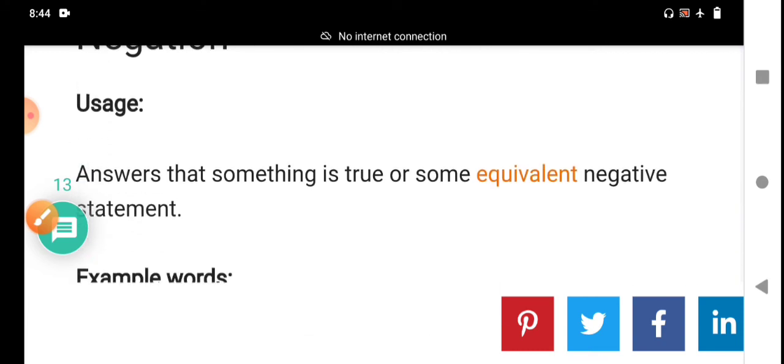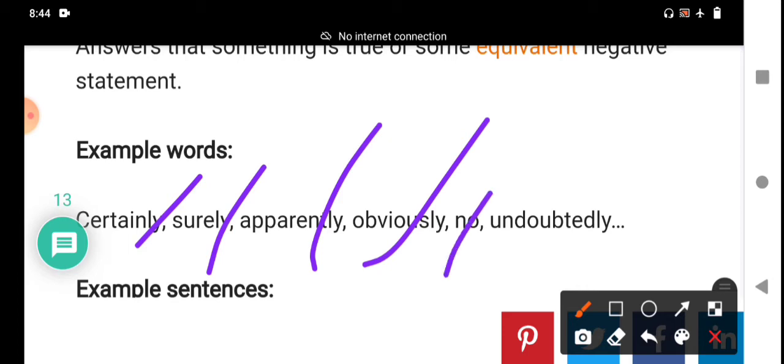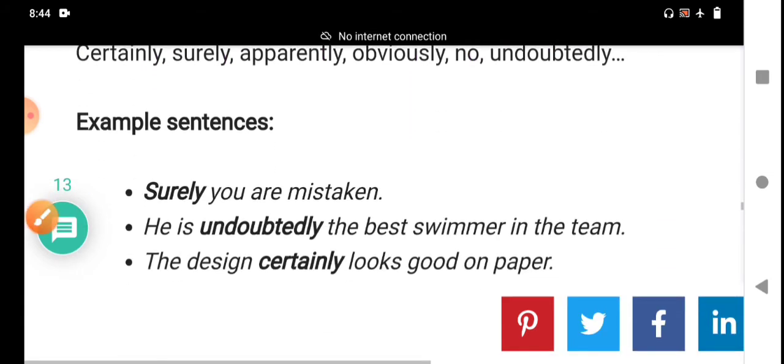Adverbs of affirmation say that something is true, or give an equivalent negative statement. Certainly, surely, apparently, obviously, undoubtedly. I will arrive at 9 a.m. tomorrow, undoubtedly. There is no doubt. Undoubtedly, I will explain clearly so you understand all these topics. Undoubtedly, surely, certainly. That is the adverb of affirmation.